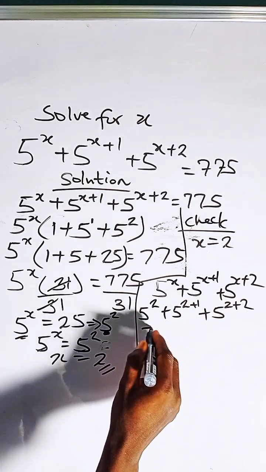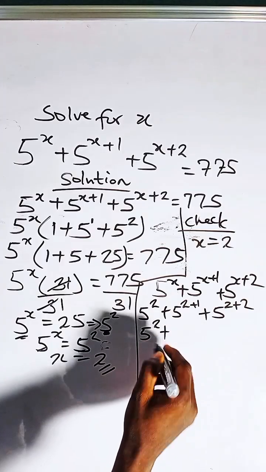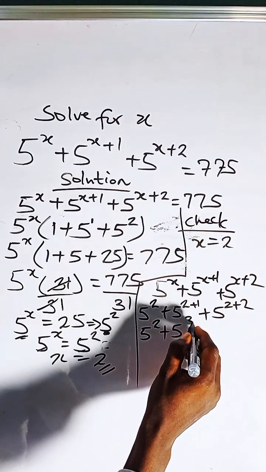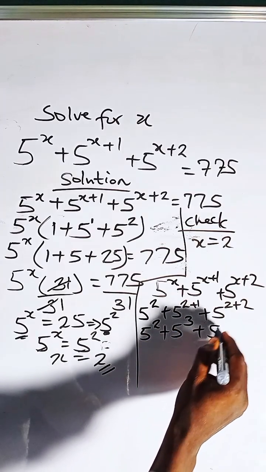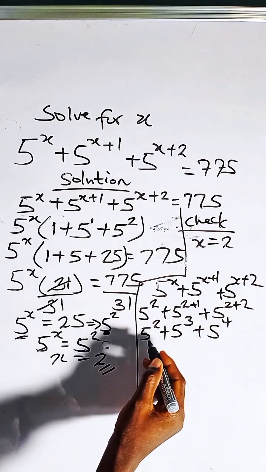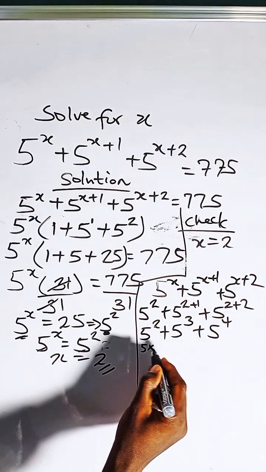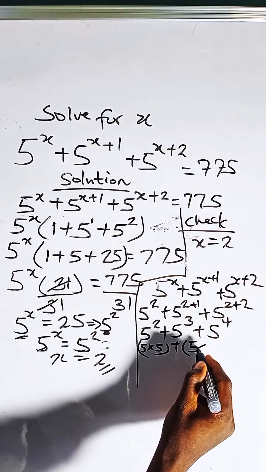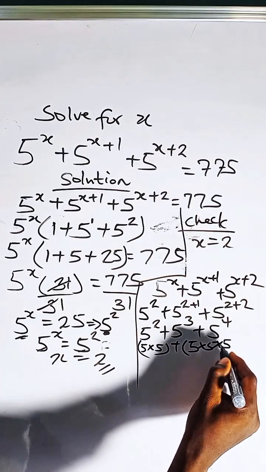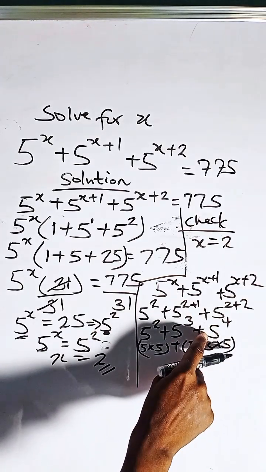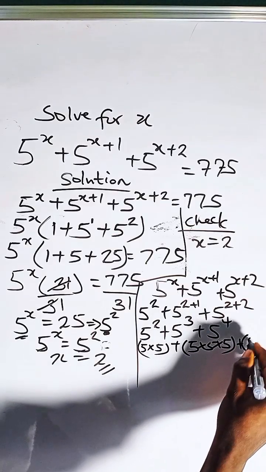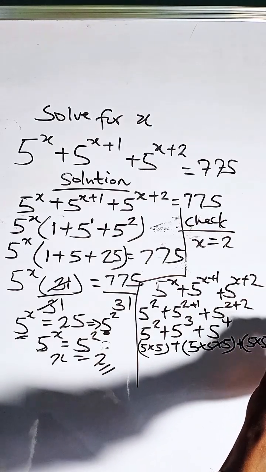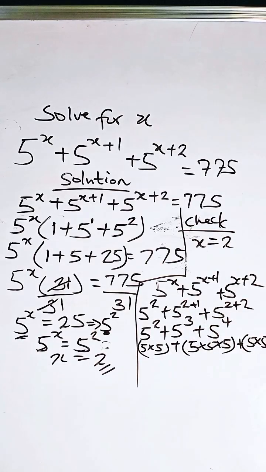So for 5 raised to the power 2, plus 5 raised to the power 3, plus 5 raised to the power 4. 5 raised to the power 2 means 5 times 5, plus 5 raised to the power 3 means 5 multiplying itself in 3 places. And 5 raised to the power 4 means multiplying 5 by itself in 4 places. So what do we do?